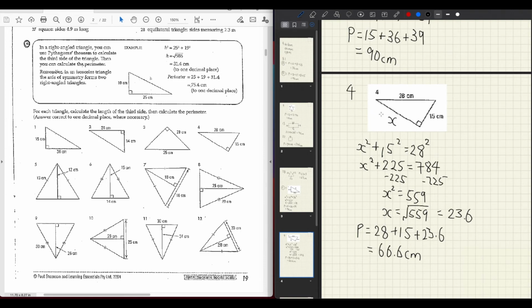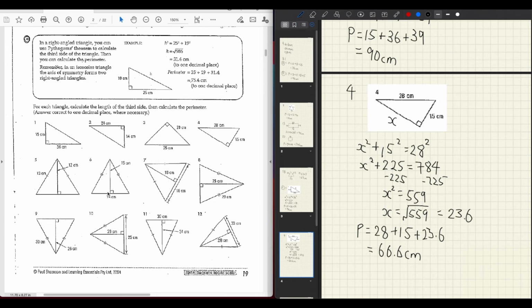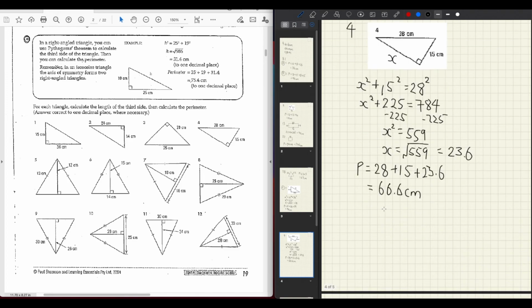Alright, so these questions are out of the way. Now I'm going to go through some slightly different questions, and this is when I need to use this piece of information. Remember, in an isosceles triangle, the axis of symmetry forms two right-angled triangles. The axis of symmetry is basically a line that cuts the triangle into two, right? So in this isosceles triangle, the axis of symmetry is this vertical line. So this axis of symmetry forms two right-angled triangles. In other words, this is a right-angled triangle here, and this is a right-angled triangle there. And these two right-angled triangles are identical. That's something they didn't mention here, but I'm just going to let you know.